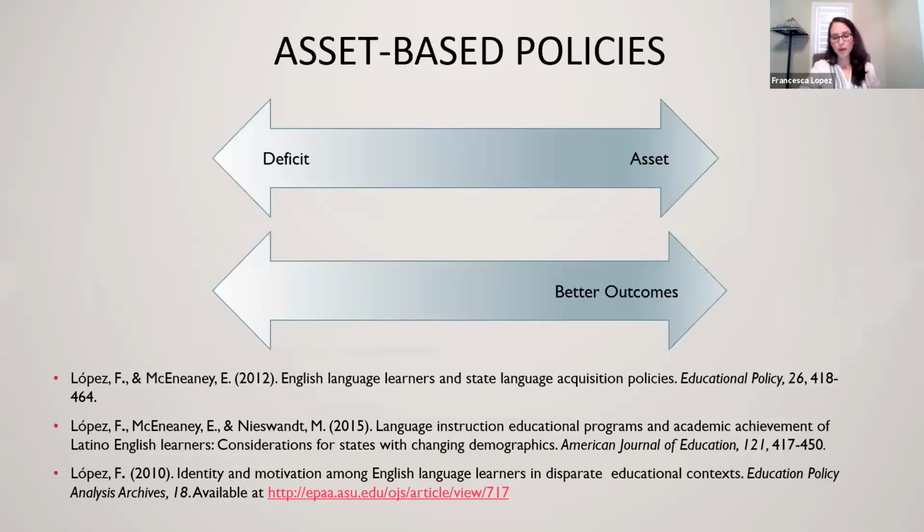Through some of my own research, as well as others, I want to say I stand on the shoulders of giants, right? We know that the more a policy reflects asset views of students, the better the outcomes students have. I've cited a few of my research studies just as an example, but this is things like having policies in favor of bilingual or dual language education, in favor of ethnic studies.